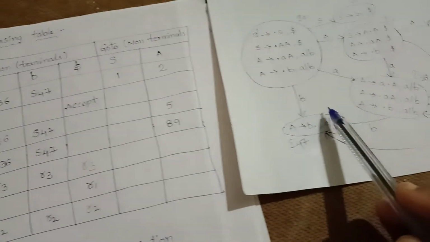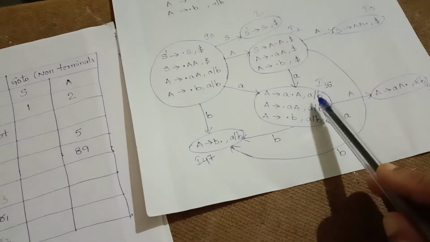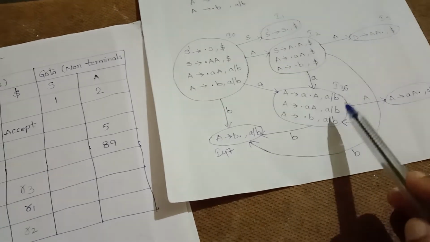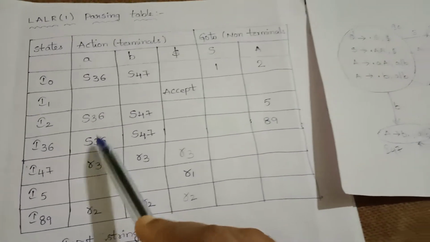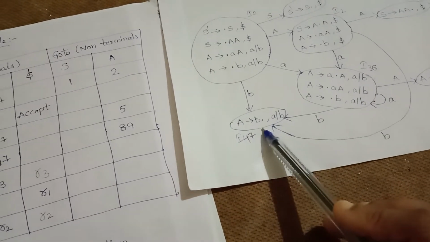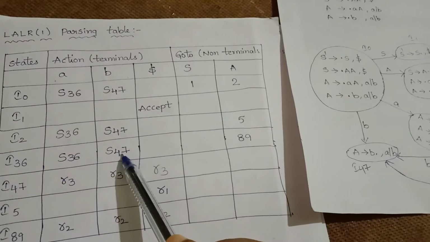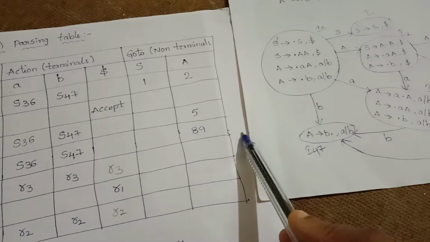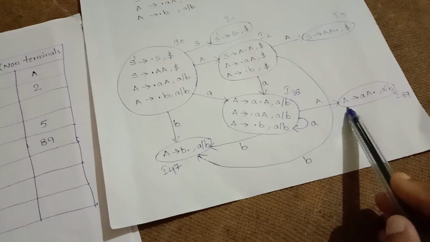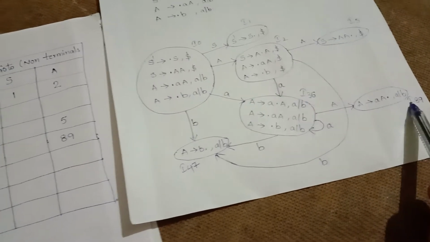Next, I36. I36 on small a, it is moving in the self loop, so you need to write S36. I36 on small b, it is moving to I47, so write S47. Next, I36 on capital A, it is moving to I89, so write here 89.